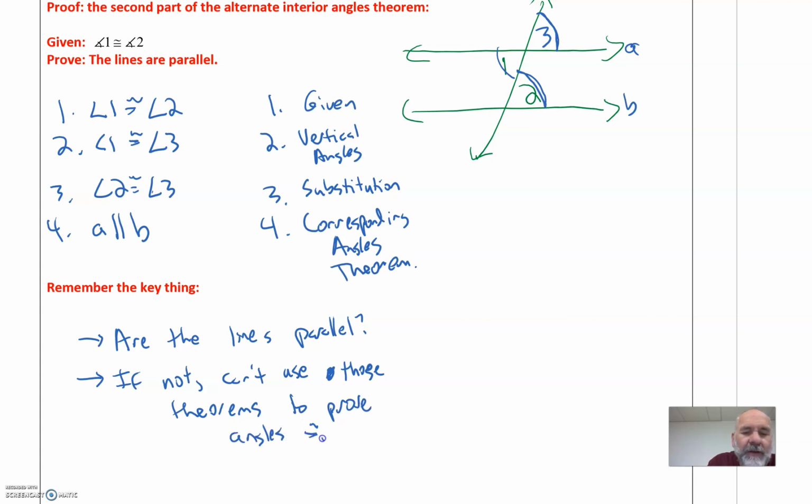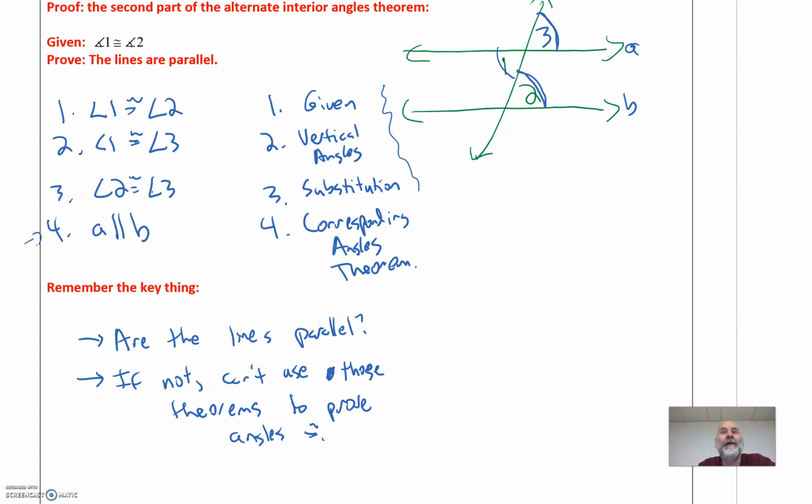So notice, like in this one, I never used a parallel theorem all the way through this. I used vertical angles, I used the given, I used substitution. I never used a parallel line theorem. I never said angle 2 is congruent to angle 3 because of corresponding angles, because I didn't know that the lines were parallel yet. Once I knew the lines were parallel, then if I had to do some more stuff, now I could say all kinds of things. Now I can use all those theorems because I've proven in step 4 that the lines are parallel.